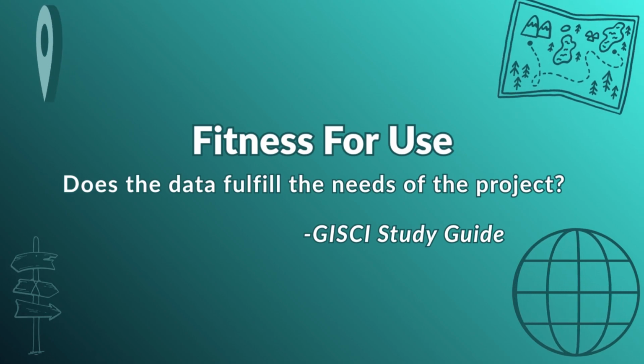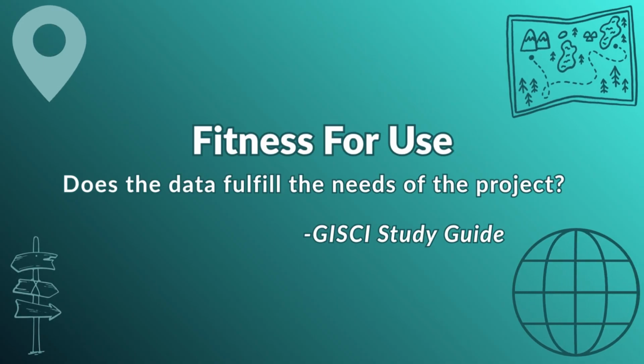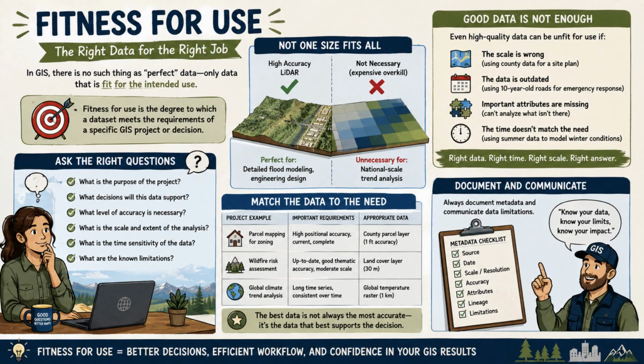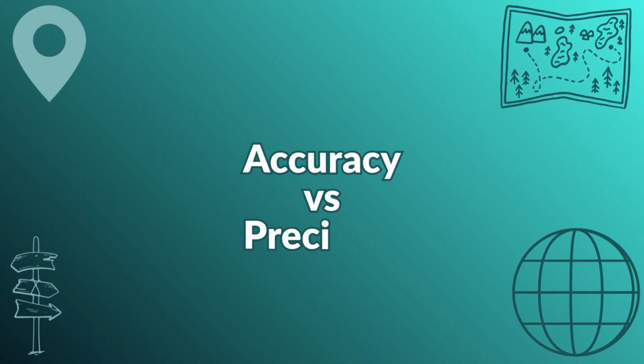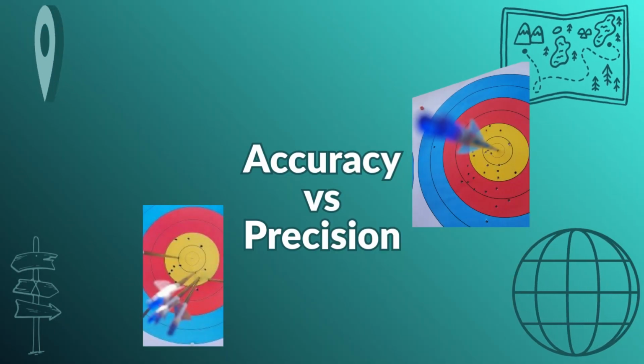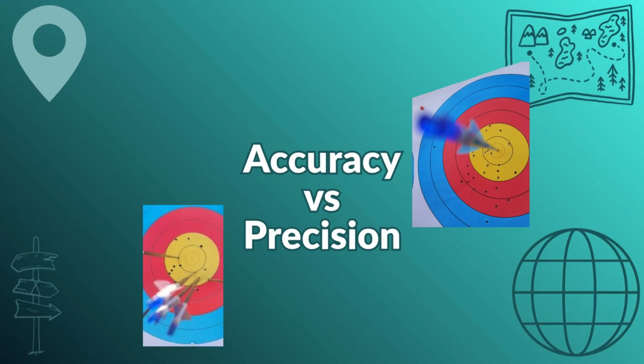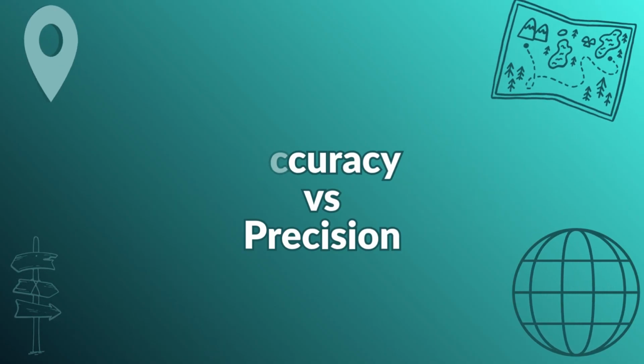A data set that is perfectly fit for a statewide climate model might be disastrously unfit for guiding an autonomous tractor. Right. And since we have to measure the real world to build these data sets, we inevitably run into the tension between accuracy and precision. I feel like for anyone studying these concepts, distinguishing the mechanics of those two terms is absolutely critical. Oh, they are entirely different operational concepts in geospatial science.